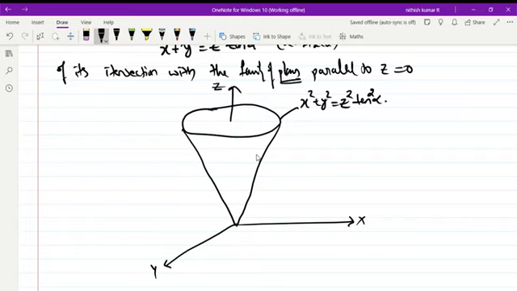Now what is z equal to 0? Z equal to 0 means this is the xy plane. Okay, this is the plane.